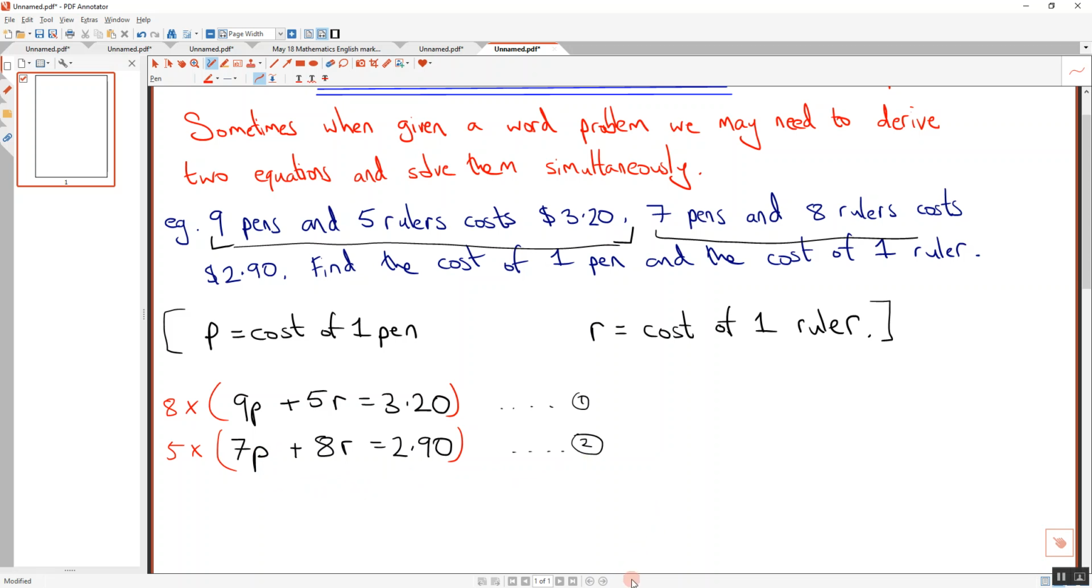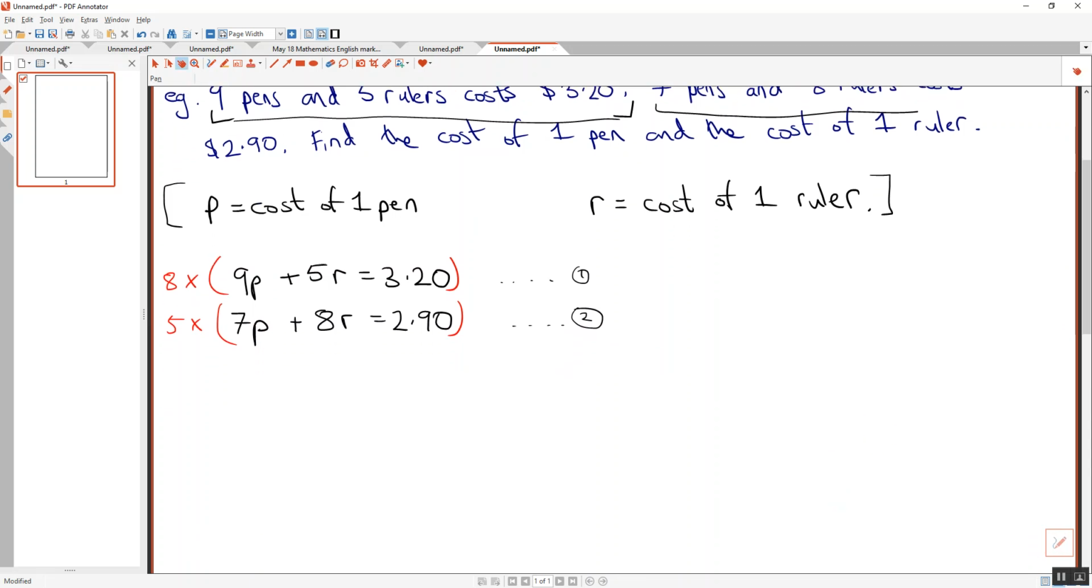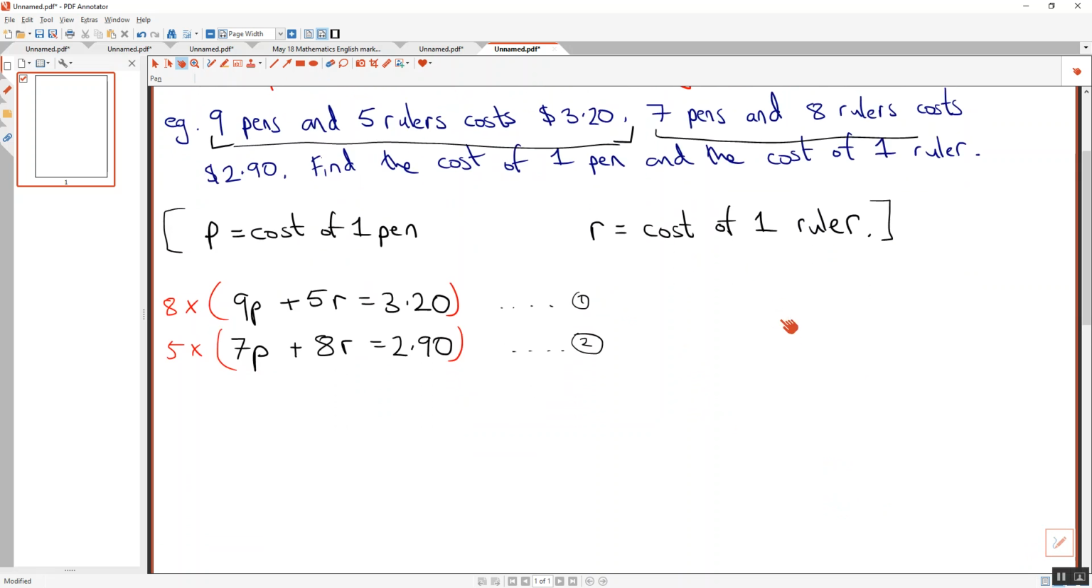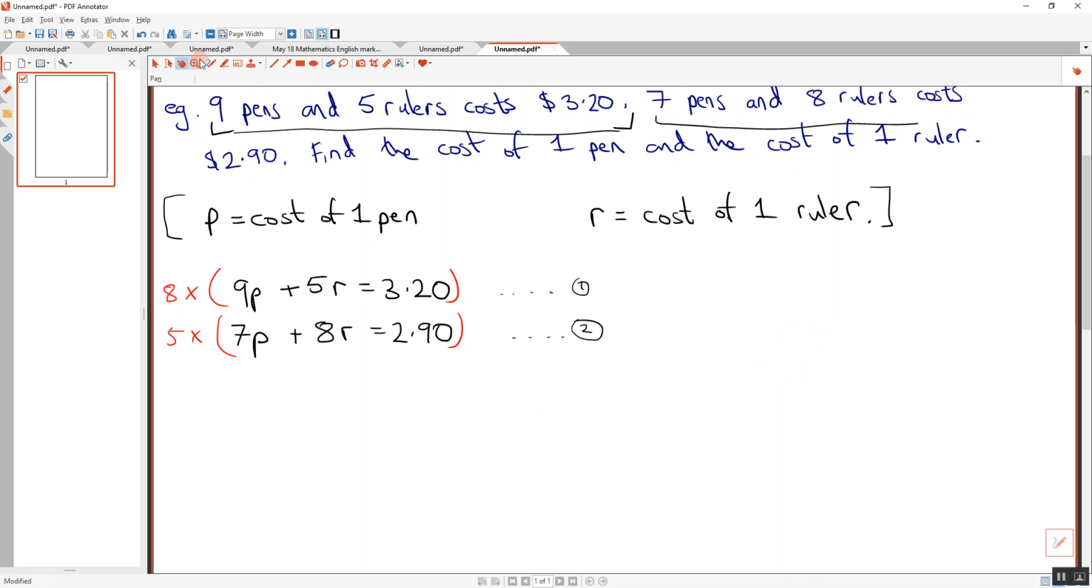Let's see if you can finish this off and find me the cost of a pen and the cost of a ruler, okay? Make sure you get it all written down. Is that enough? Need anything up above this?